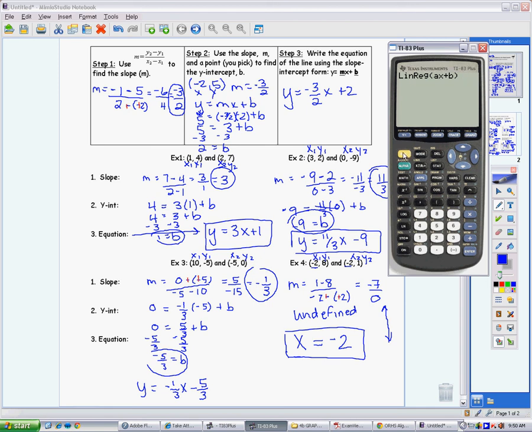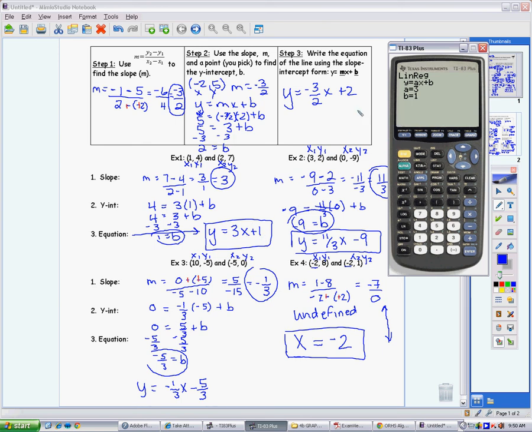So we're going to type in second list 1, comma, second list 2, and the comma is above 7. So I'm telling it to compare list 1 to list 2, and then I'm going to hit Enter. And if you'll notice, this tells me the equation of the line. They tell me the variables A is 3, which I got 3, and B is 1, which I got 1.